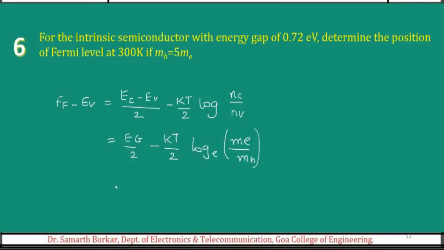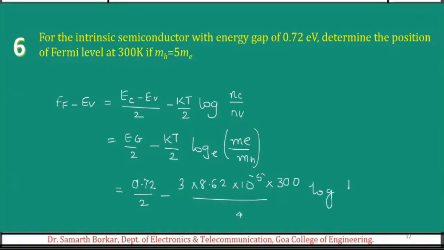And if you now substitute 0.72 by 2, minus 3 into 8.62 into 10 to the power minus 5 into 300, that is 3 KT by 4 log of 1 by 5, the answer you get is 0.36 plus 0.031. It is 0.391 electron volt.